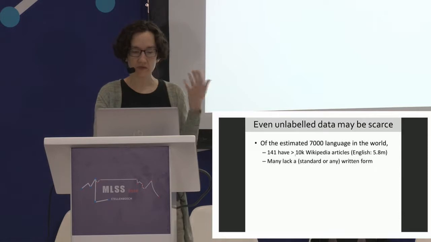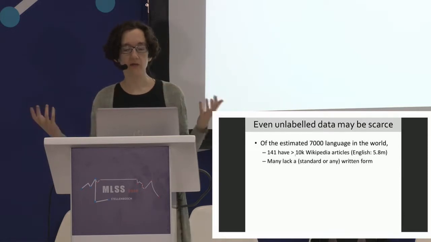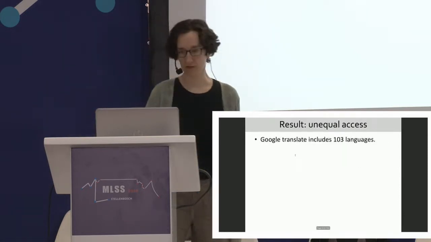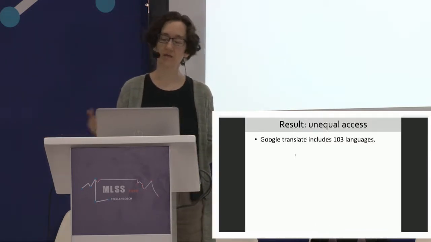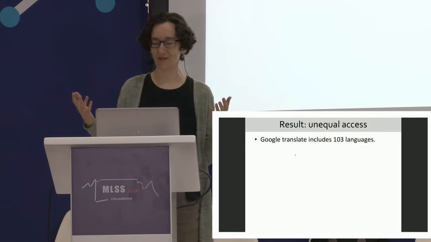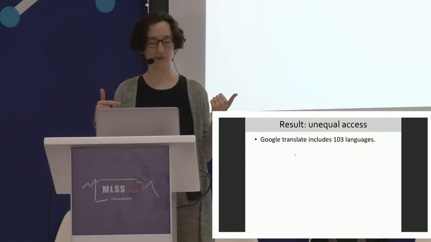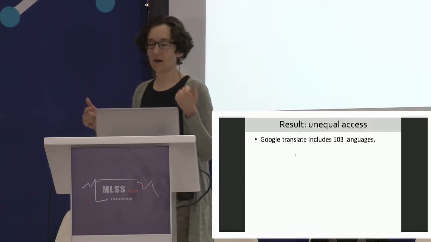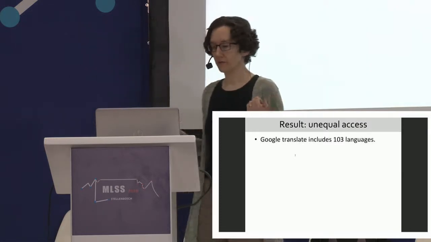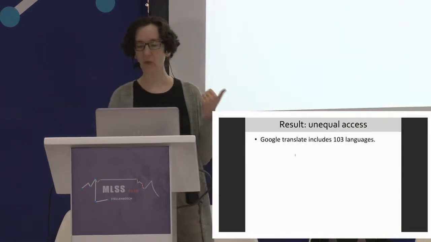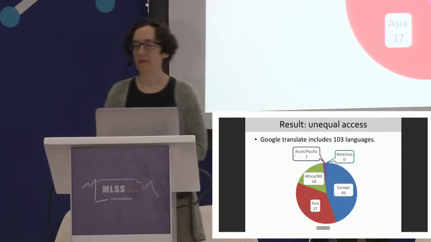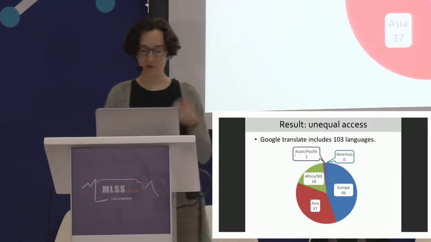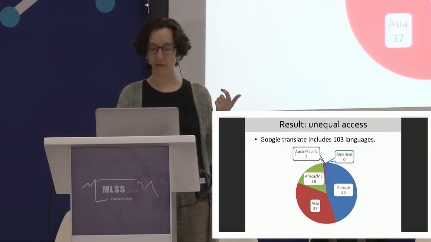Okay, so the result of all of this is that there's really a lot of unequal access to language technology. So if you look as an example at Google Translate, at the moment, and this is interesting actually because I originally wrote this slide about 2 years ago and it hasn't changed since then. Google Translate includes about 103 languages, but if you look at what those languages are, nearly half of them are European languages. There are a number of Asian and African languages, none from other parts of the world.